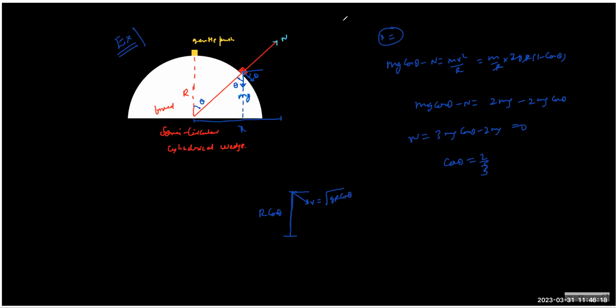No, not gr. It's 2gr(1 minus cos theta), so v is root of 2gr/3. Yes, 2gr/3, that's correct. And this is theta, so you will move like this. Let's take x dash. So it's a rigorous calculation.